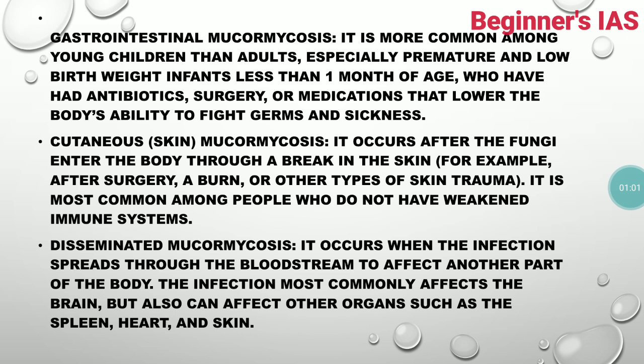Next is gastrointestinal mucormycosis. It is most common among young children than adults, especially premature and low birth weight infants less than 1 month of age who have had antibiotics, surgeries, or medications that lower the body's ability to fight germs and sicknesses.